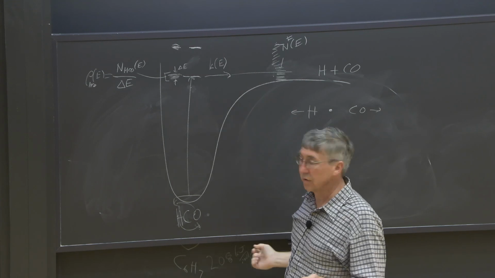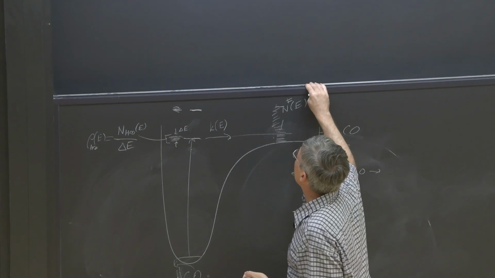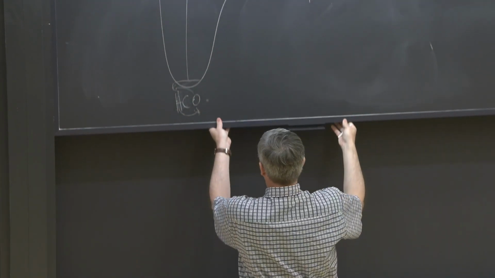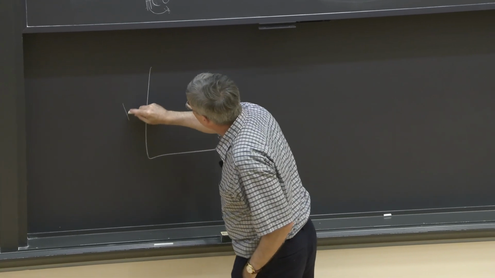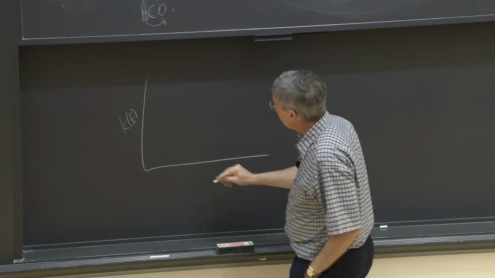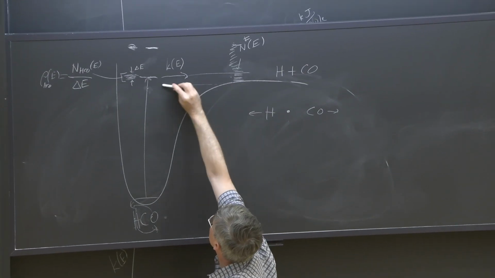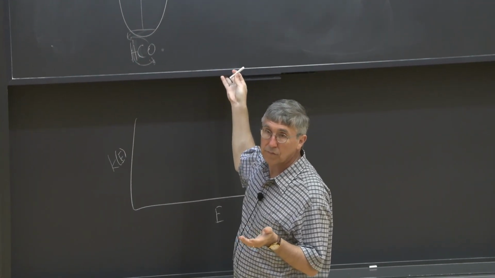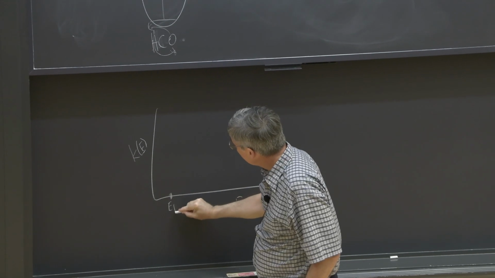The question is, is that true? Or what would that imply? If I make a plot of the k of E versus the E, there should be some E that's right at the dissociation limit, and below that E, I won't get any reaction because I don't have enough energy. So it should start at 0. This should be the threshold.